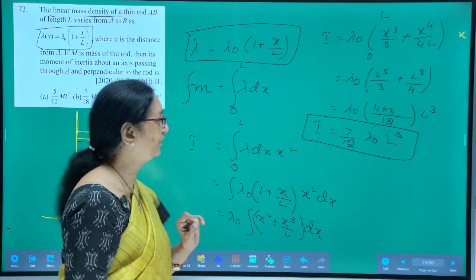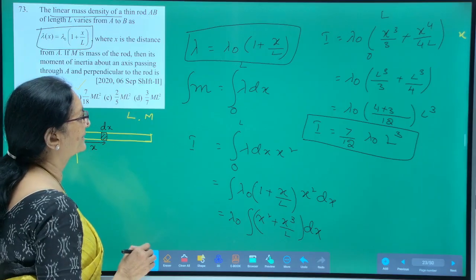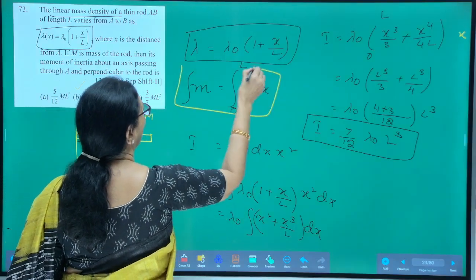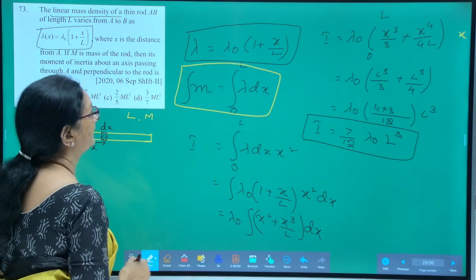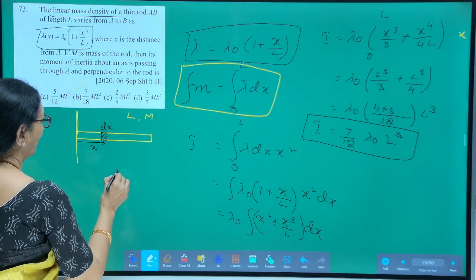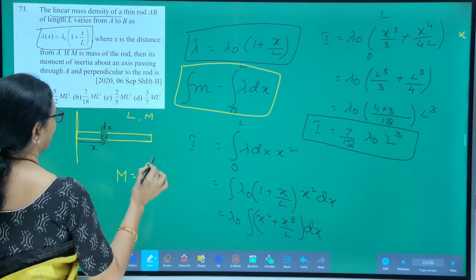If you look at the options, there is no lambda naught, it is given in terms of mass. So, let us try to find the lambda value in terms of mass. Here the total mass is equal to the integral of lambda dx.